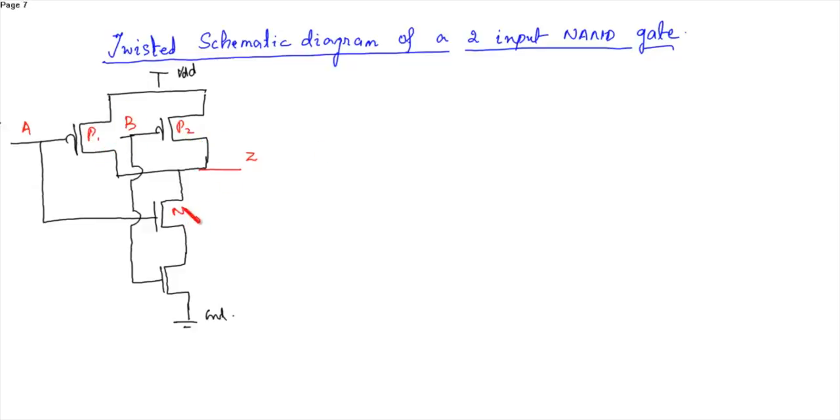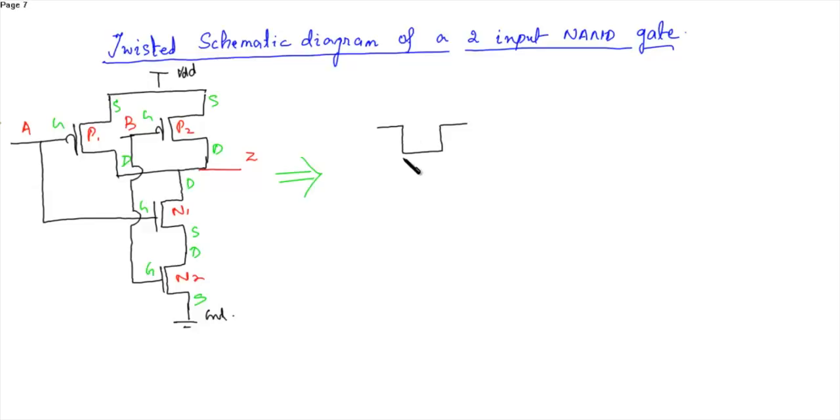P1, P2, N1 and N2. So this is source, source, drain, drain, drain, source, drain, source. These are the gate terminals. Now when you have to convert it into twisted schematic, as we have seen in the earlier lectures, twist it in this format.